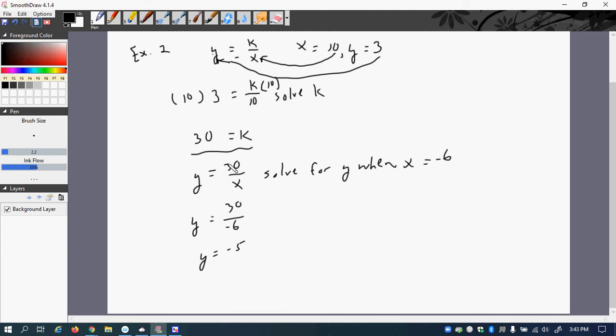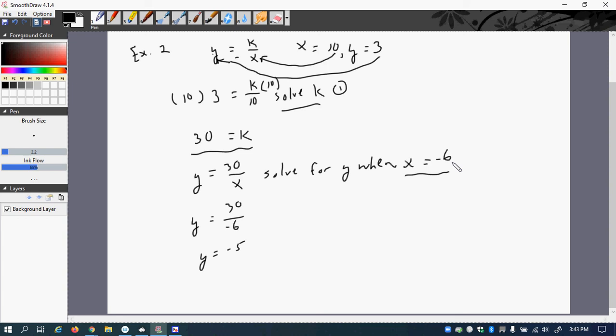And so now that I have my equation, I can solve it for the value that they give to me. I first have to solve for k using this equation and the two values that they give me for x and y. Once I find what k is, then I can write my equation by having 30 in for k. And then I can solve for y once I'm given the x. This is the step we do.